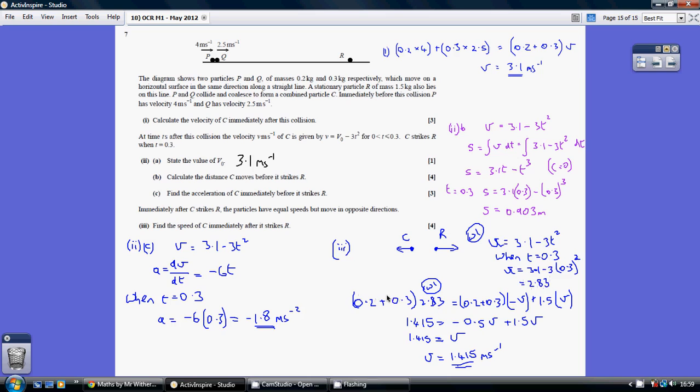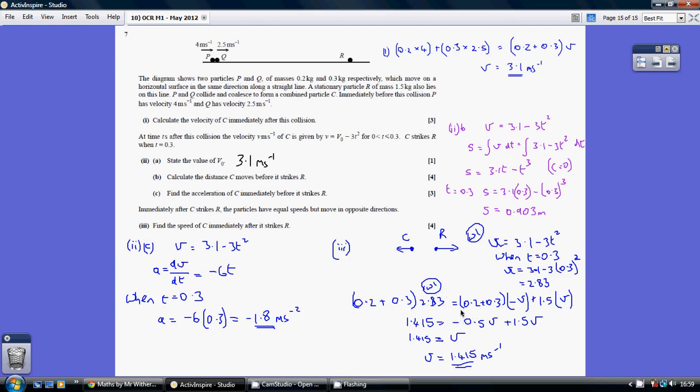So the momentum of c beforehand is its mass, which is 0.5, times its speed of 2.83, its velocity of 2.83. Obviously r was not moving before the collision, so the velocity was 0, so I have not needed to take into account r before the collision.